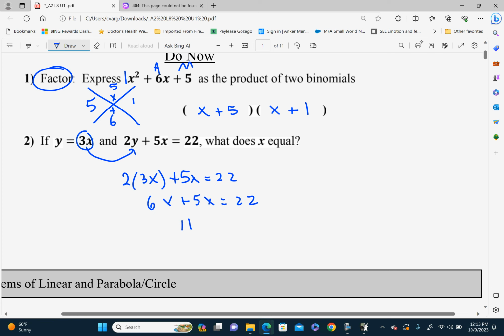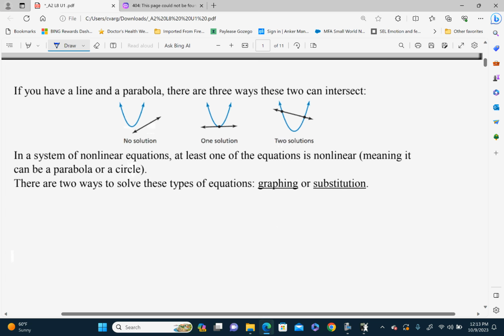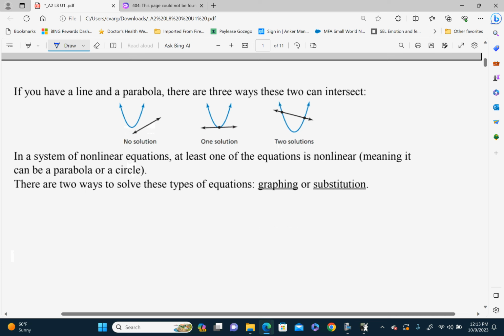You see what I'm doing? I'm just working down. 11x equals 22. Divide both sides by 11 and you get x is equal to 2. And they're just asking us what is x. We're done. All right.